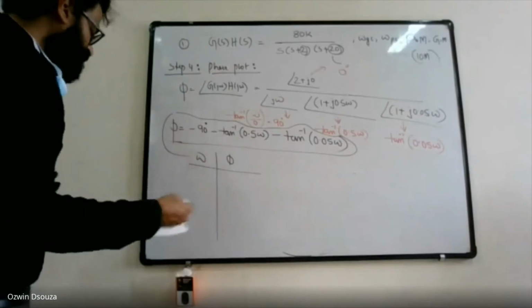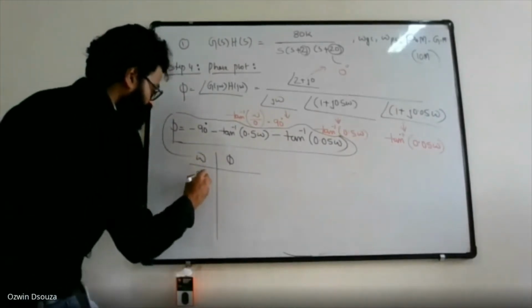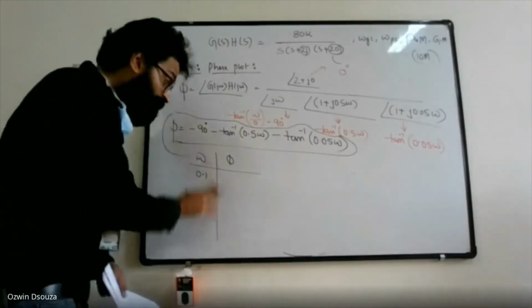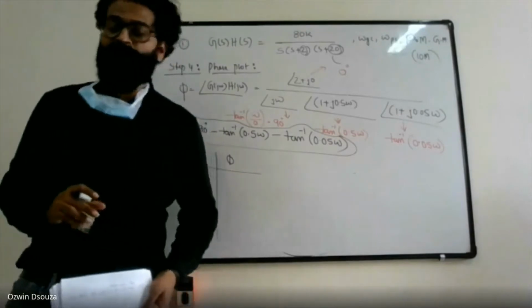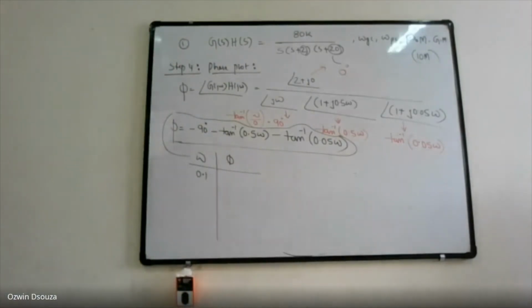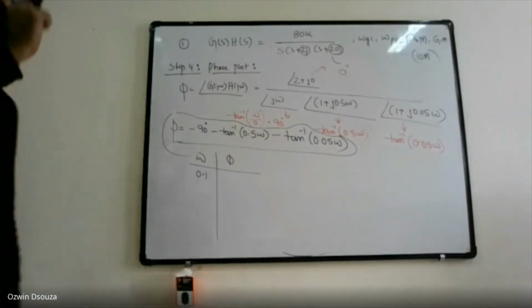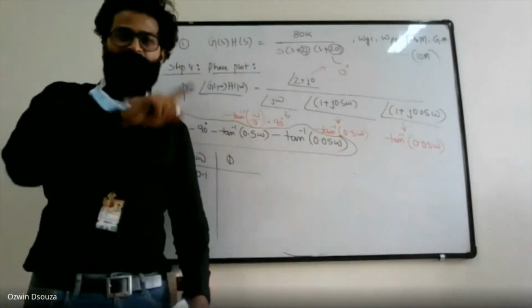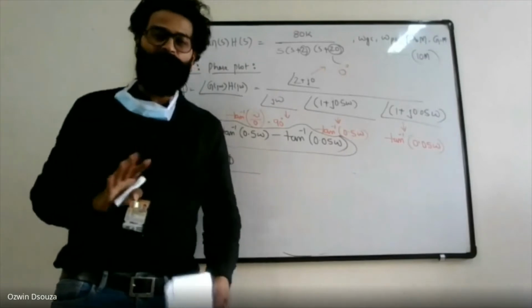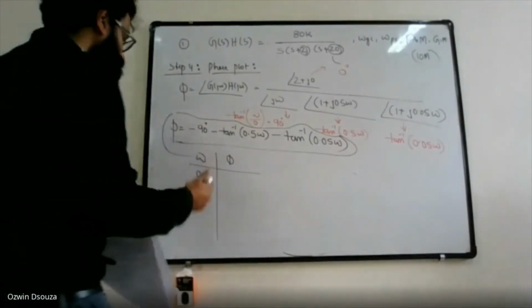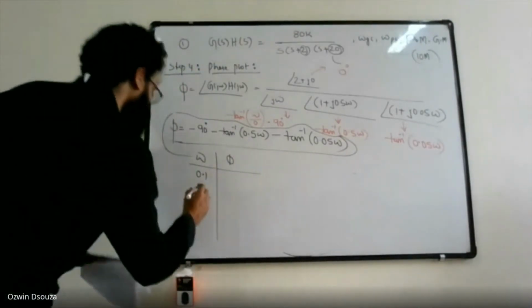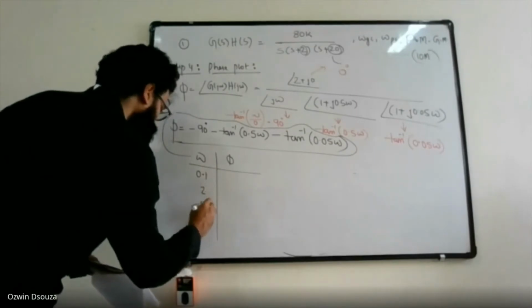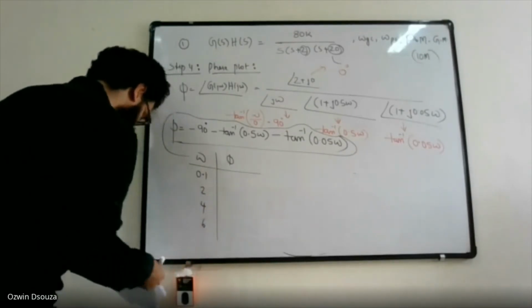Some random values of frequency you take. When you take the frequencies, make sure that you take at least 10 points, so that your curve becomes smooth. If you take some 3-4 points, you'll get a jagged curve, which is not good. So some 10 points you take, say 0.1 and 2, 4, 6, 10.